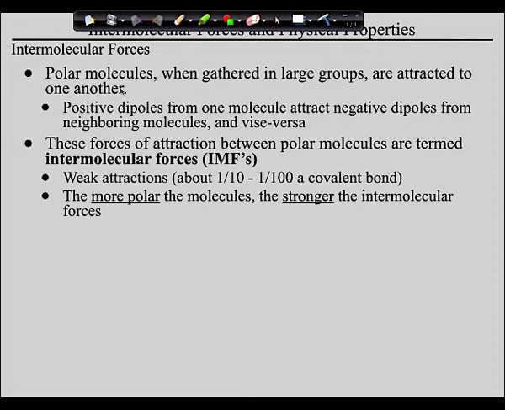Okay, so here's where we are. We are now understanding that we're talking about how polar molecules interact with each other. What we're finding out is that they attract each other. The positive dipole from one end literally attracts the negative dipole from another end, and they stick together. And these sticking together forces are called intermolecular forces. We learned that they are not very strong, but they are very important, and we learned that their strengths are not all the same. The more polar the molecule, the stronger the intermolecular force.